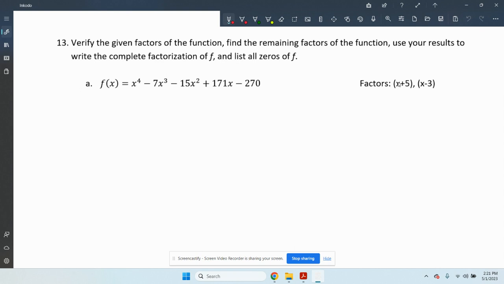Since both of our factors are in this x plus or minus something form, I can factor each of them out using synthetic division. So I'm going to factor out the x plus 5 first. I'm going to write the coefficients of the polynomial I have here. So I have 1, -7, -15, 171, and -270.